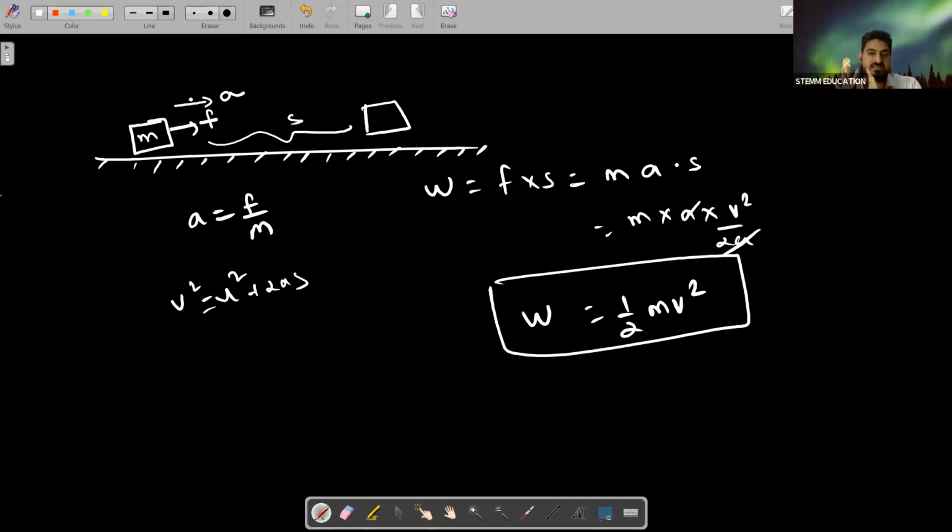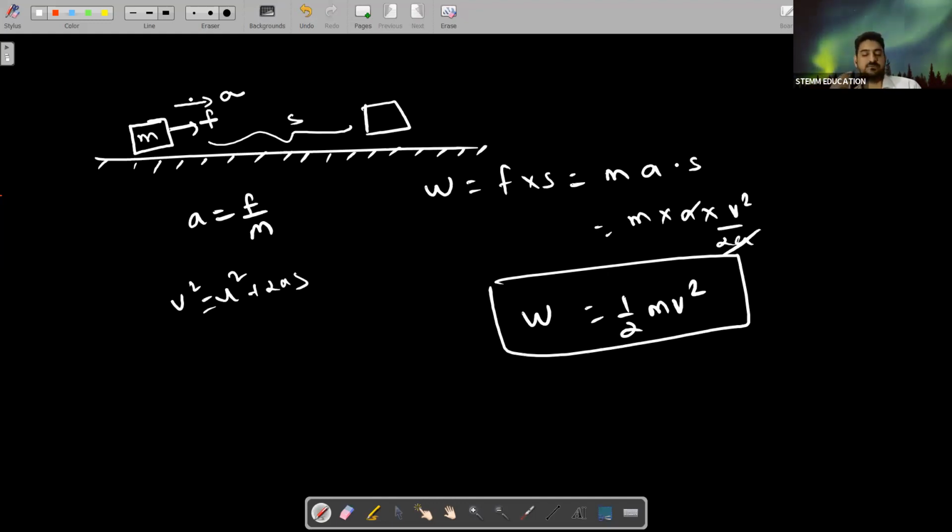Why? Because once we start pushing this block, the block would start gaining kinetic energy. And once it starts gaining kinetic energy, the final kinetic energy that the body would have would be equal to the amount of work done by the force F. So that's what it's all about. Now we have understood the idea of kinetic energy. What is the idea of kinetic energy?